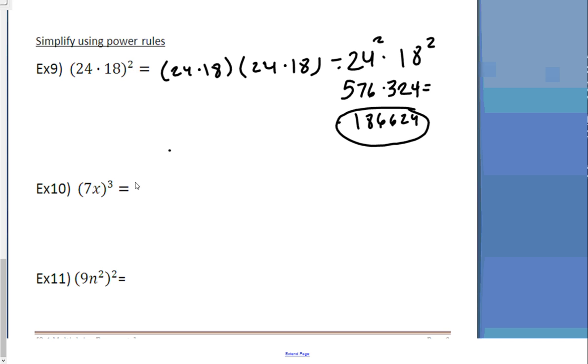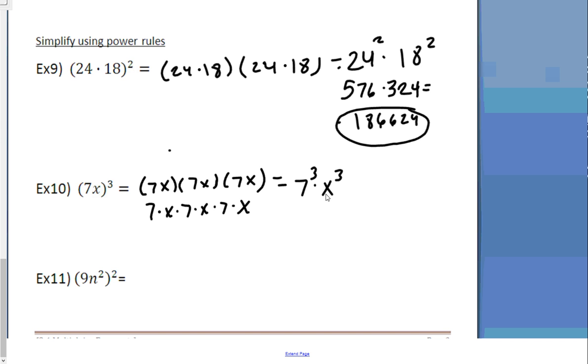7x to the third means how many 7x's do I have? Well, I have 1, 2, 3 of them, right? 7x to the third means 3 7x's, right? And 7x to the third means 7x times 7x times 7x. So what I could do is then say that's 7 times x times 7 times x times 7 times x, which means it's 7 to the third times x to the third, right? Now, do I know what 7 to the third is? Well, if you do the math real quick, it is 243 if I'm not mistaken.